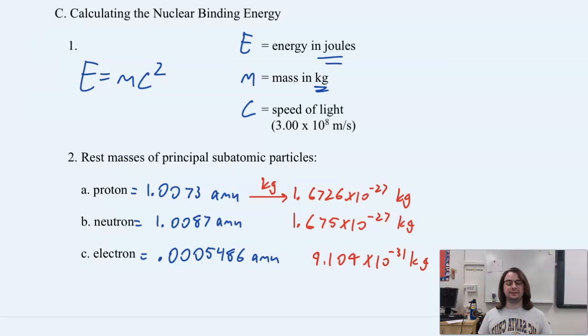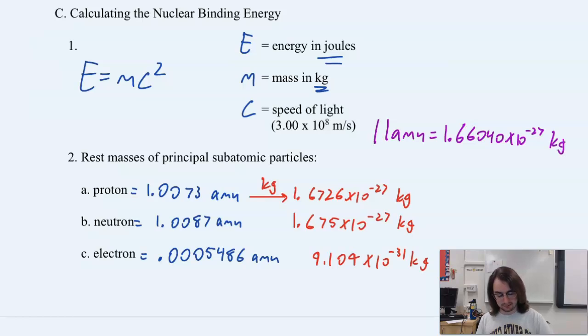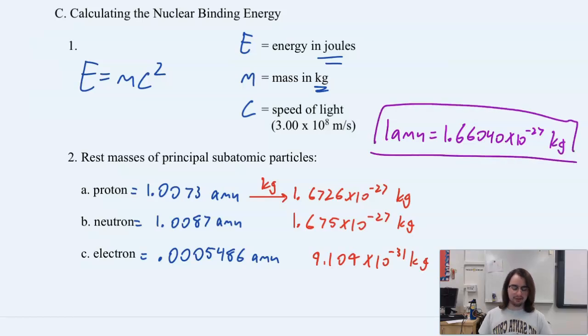This is fine, but I think it's actually more important for us to know how to convert between AMU and kilograms. I think that will be a lot more useful to us. So instead, I would encourage you to just remember this, that 1 AMU is 1.66040 times 10 to the negative 27th kilograms. If you can remember this, then it doesn't really matter what we're given. We can always convert between AMUs and kilograms. So I think that's a more useful relationship for you rather than just memorizing kilograms.